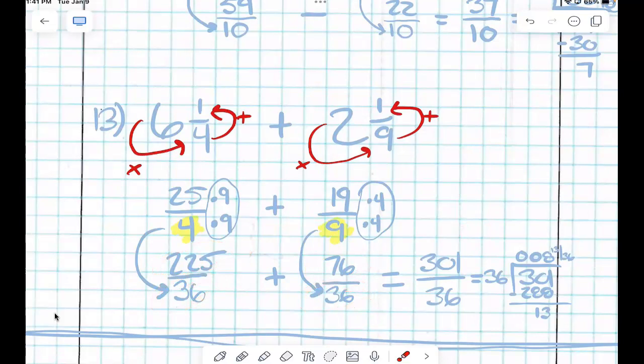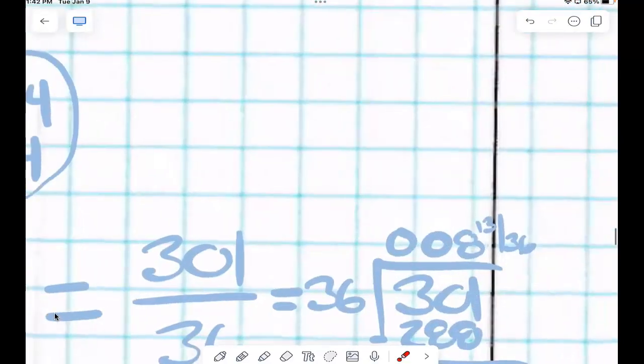No. Why can't that be my final answer? It's an improper fraction, right? So I use what to change it to a mixed number? Division. May I use my calculator? Yes. This is my final answer. It's 8 and 13 over 36, right?